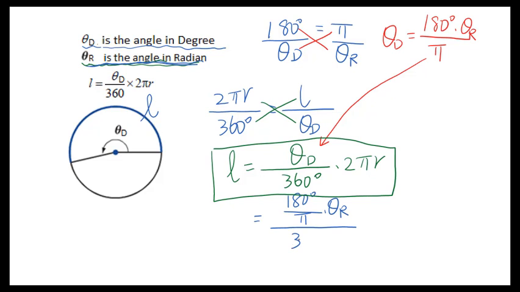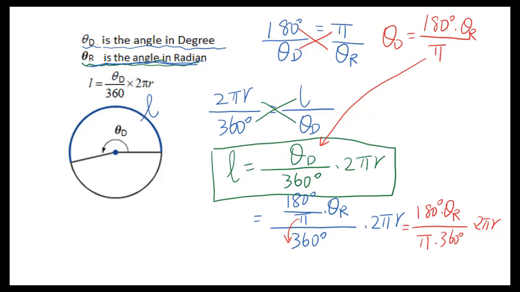Then this one is 360 degrees. Then times 2 pi r. This is a complex fraction. Pi we can drop down to the denominator so that we will get 180 degrees times theta r, angle in radian, then times 2 pi r over pi times 360 degrees.